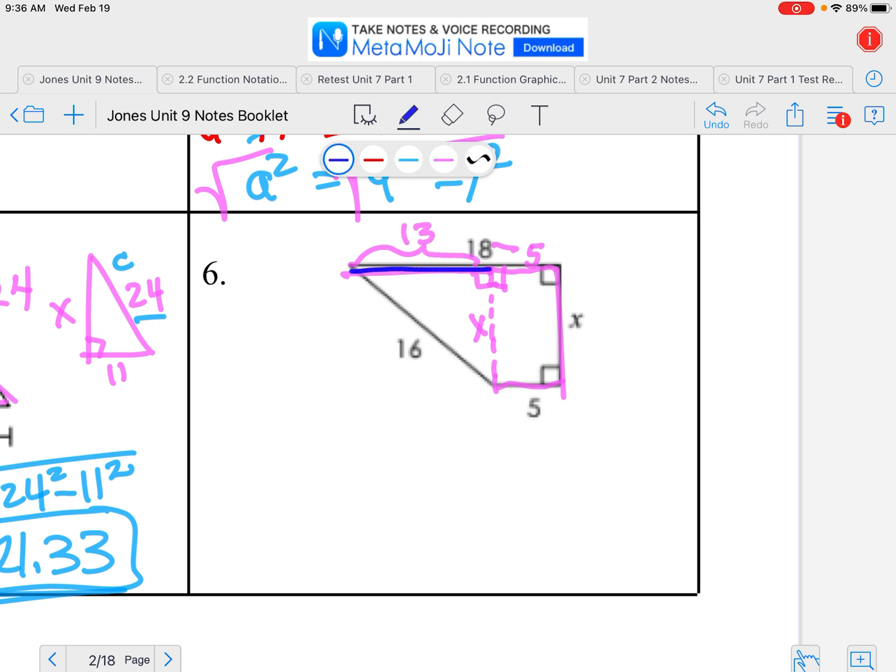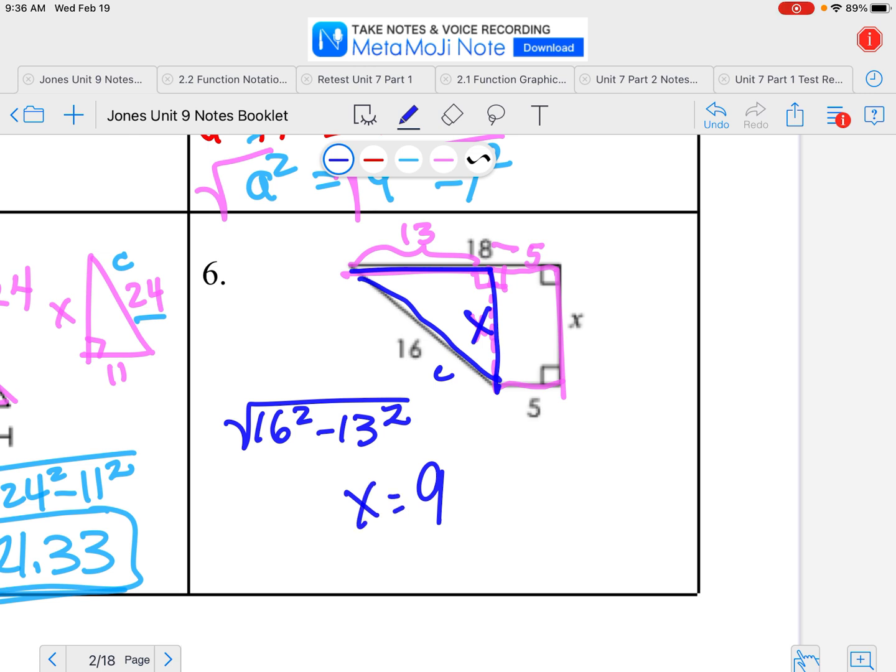So now I'm using the Pythagorean theorem on this to find one of the legs. I know C, the hypotenuse. So I'm going to do a subtraction. And then I'm going to get that X is about 9.33.